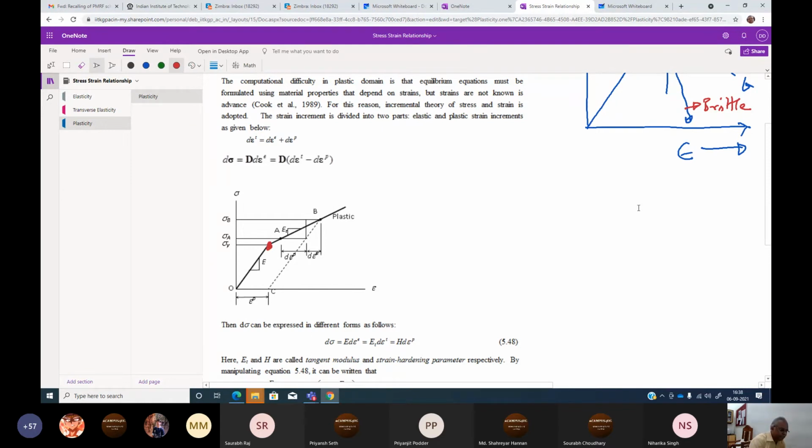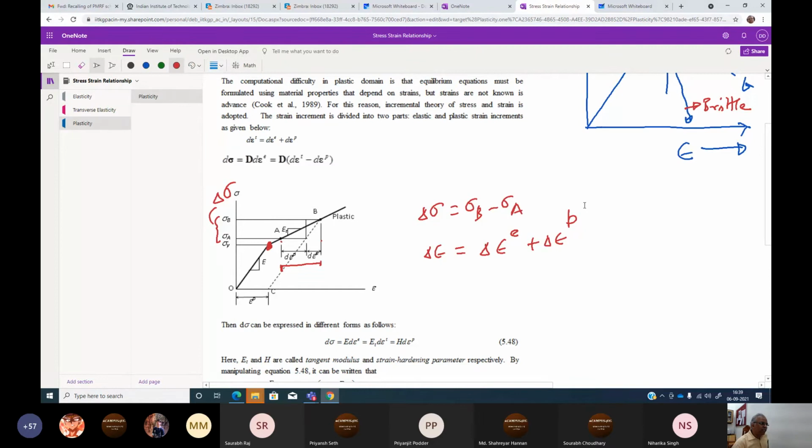Now, when it is increased from point A to point B, I am defining this as delta sigma. This is the change of stress, which means delta sigma is nothing but sigma B minus sigma A. When it has increased there, the strain has increased from this place to this place. This is the total strain increment. Now we assume this has two components: one is the elastic part and another is the plastic part.